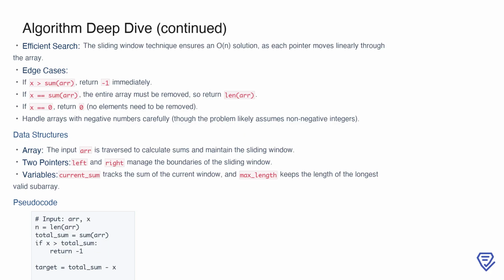This linear traversal makes it well suited for large arrays. Additionally, the space complexity is O(1), as we don't use any extra data structures, just a few variables to track the window boundaries, the current sum, and the maximum subarray length.